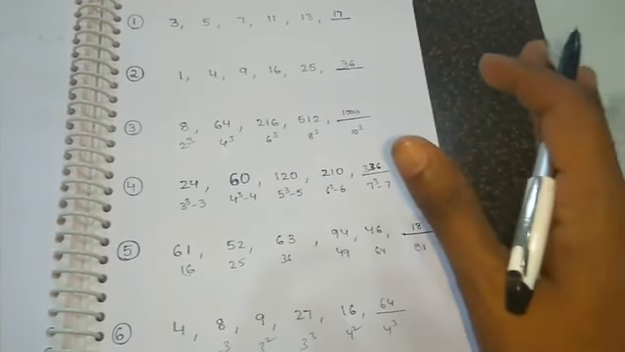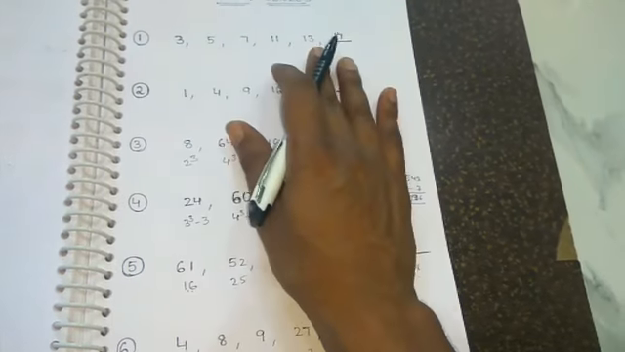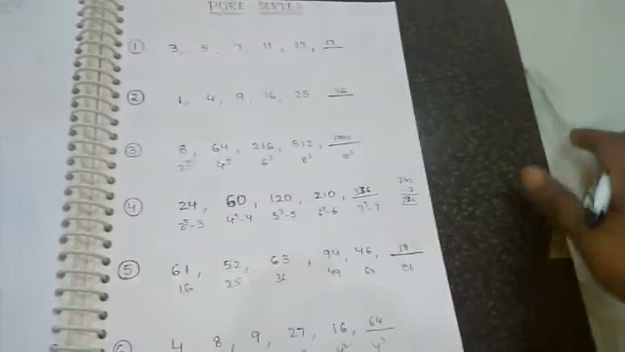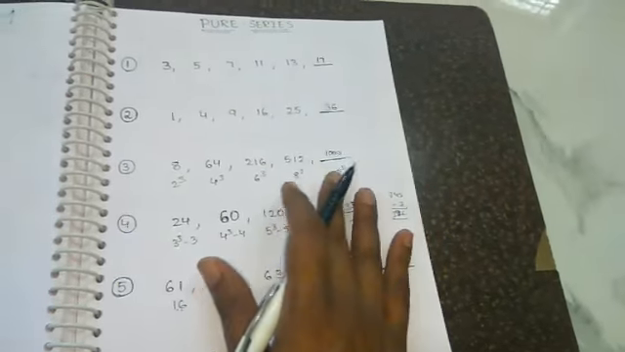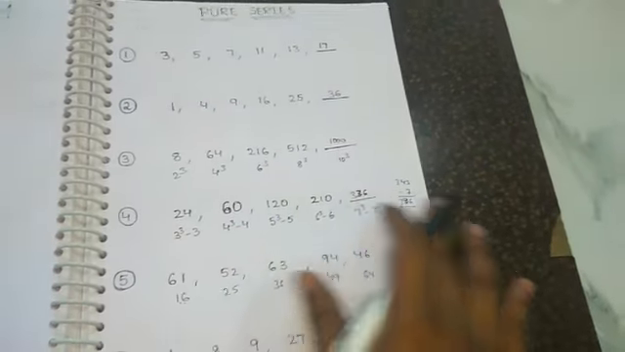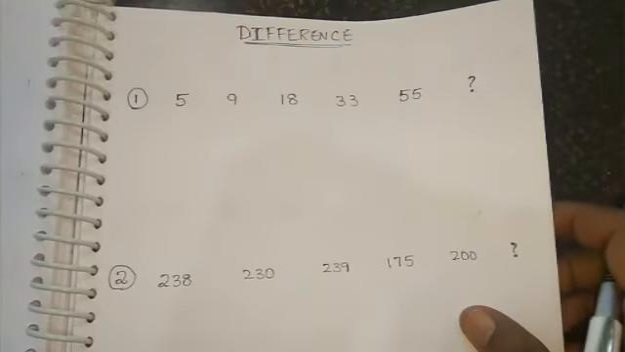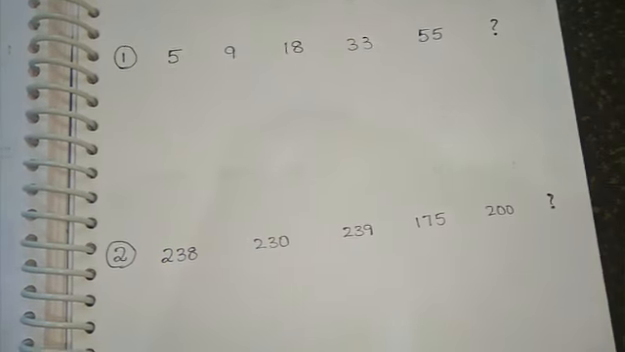By just seeing the series, first of all you should try, if at all you can find any logic in the series by just seeing that. If you are unable to find any logic from that, then you should go to the difference. Then you should find the difference. We can see the first example in this difference.